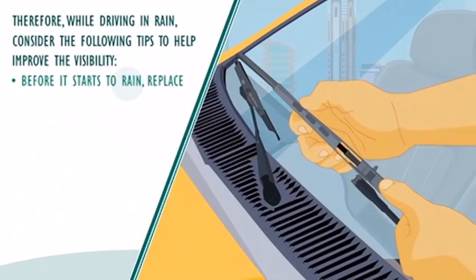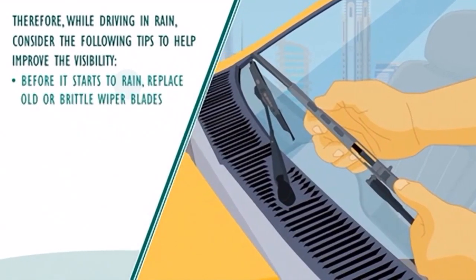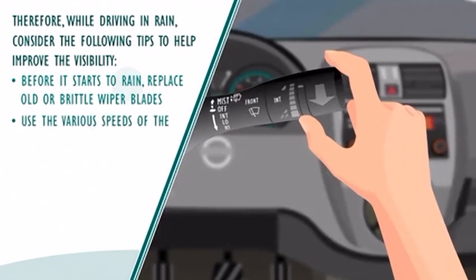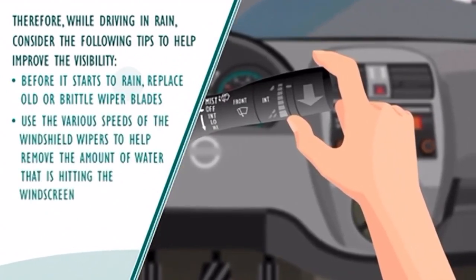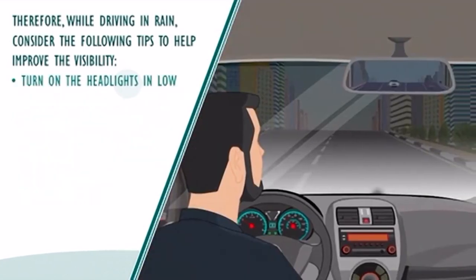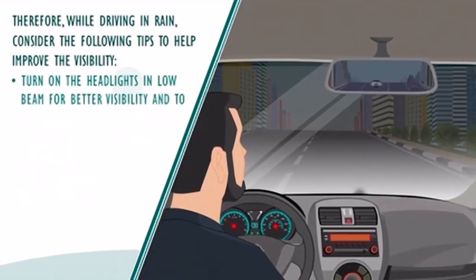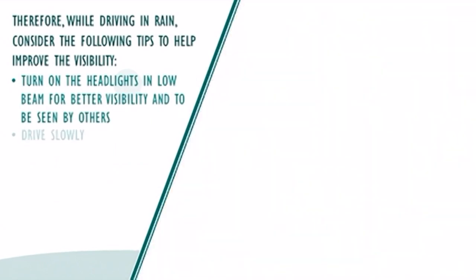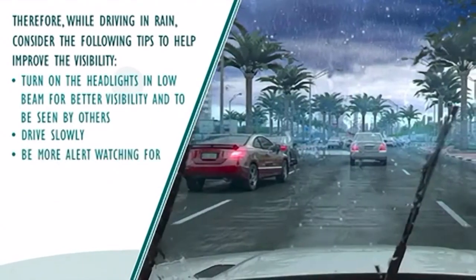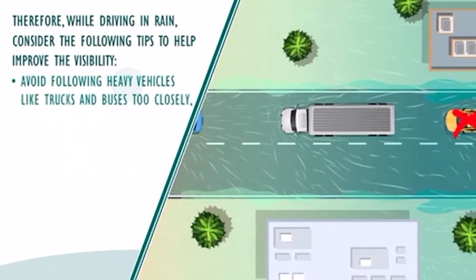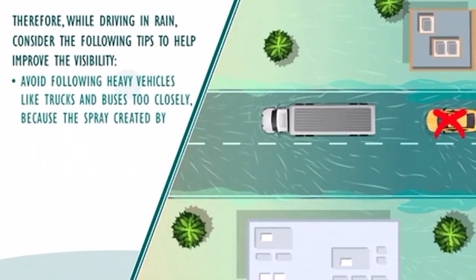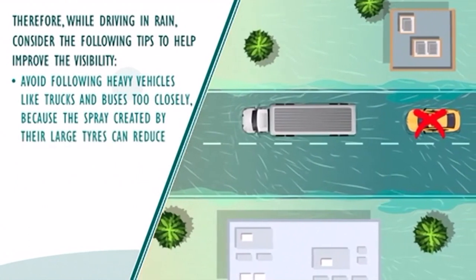Before it starts to rain, replace old or brittle wiper blades. Use the various speeds of the windshield wipers to help remove the amount of water that's hitting the windscreen. Turn on the headlights in low beam for better visibility and to be seen by others. Drive slowly. Be more alert, watching for brake lights in the front. Avoid following heavy vehicles like trucks and buses too closely, because the spray created by their large tires can reduce the visibility.